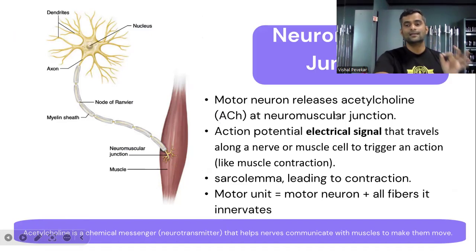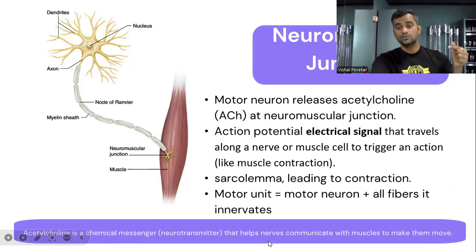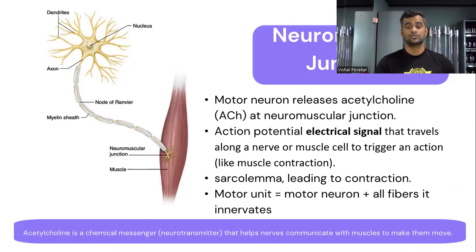As soon as the signal is received, a chemical is released, known as acetylcholine, right? And this will help reach the signal to the muscle fast. This process can also be called an action potential, where the electrical signal travels along a nerve or the muscle cell to trigger an action like muscle contraction, right?